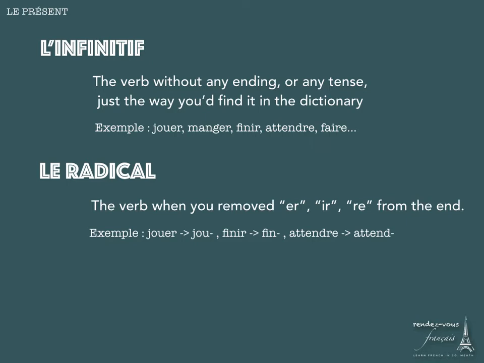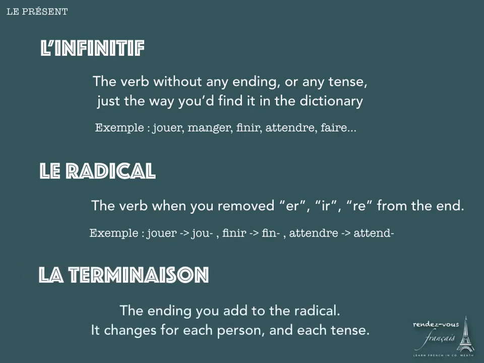And then you need to know about la terminaison. La terminaison is the ending that you add to the radical. And in French, it changes for each person and each tense. So that's what makes it a little bit difficult with French verbs, because in English, you don't really have endings. For the present tense, the only ending you have is an S that you use for he and she. But apart from this one, you don't use endings in the present tense. In French, you have a different ending for each person. Je, tu, il, elle, nous, vous, et ils au pluriel.